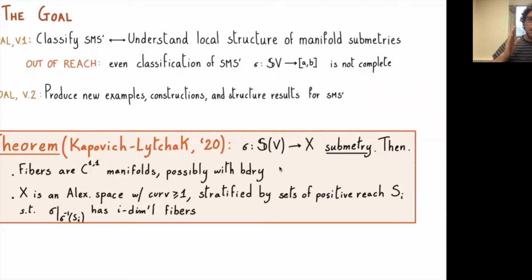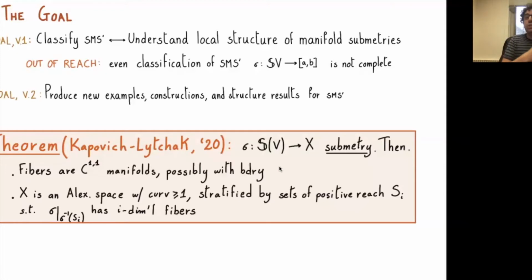So I decided, for time reasons, not to go over the part about the known examples and constructions. What you should know about it is that we don't know many. We know what are called the homogeneous manifold submetries, the ones that just come from quotients of orthogonal representations. And there is another family called the Clifford foliations that are mostly non-homogeneous. Essentially, these are the only two known building blocks for spherical manifold submetries.